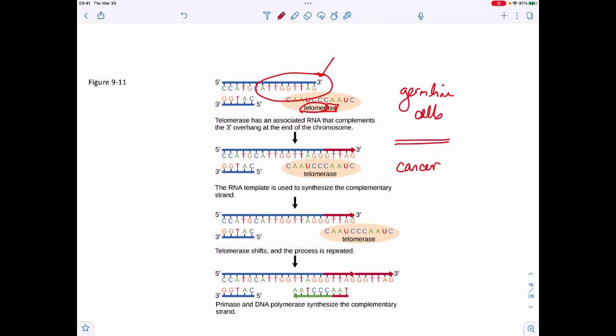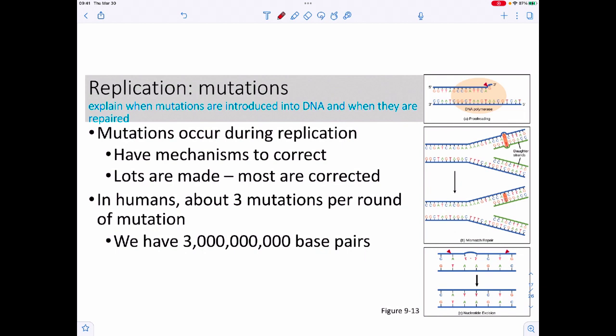Like I pointed out, there are mutations that occur during replication, and for the most part, we can correct most of them. So there's lots of mutations. Most of them turn out to be corrected. We don't care about the mechanisms, although there are three of them listed here. One of them is called DNA proofreading. One is called mismatch repair. And the other one is called nucleotide excision. We keep about three mutations every single round of replication.